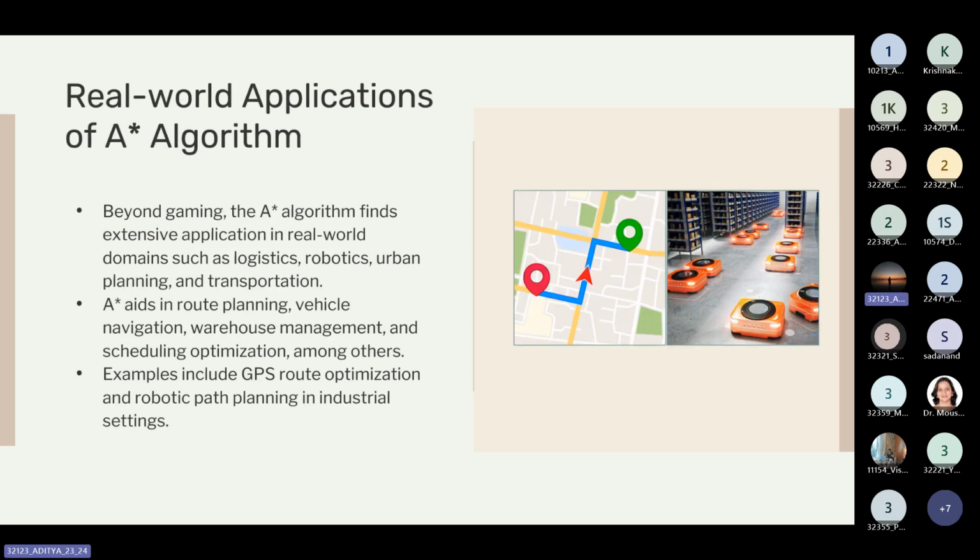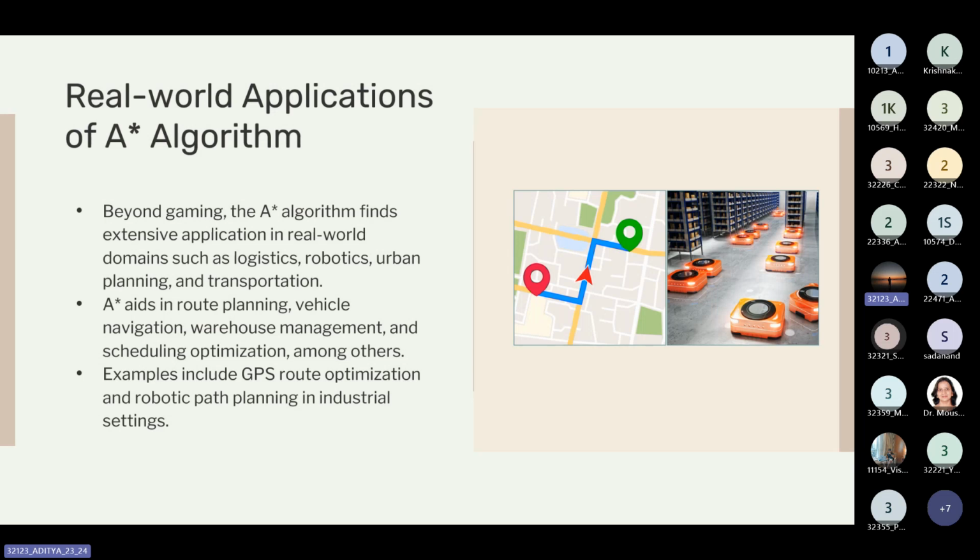These were the examples from the gaming world. Now in the real world, let's look at the applications of the A-star algorithm. Beyond gaming, the A-star algorithm finds extensive application in real-world domains such as logistics, robotics, urban planning, and transportation.